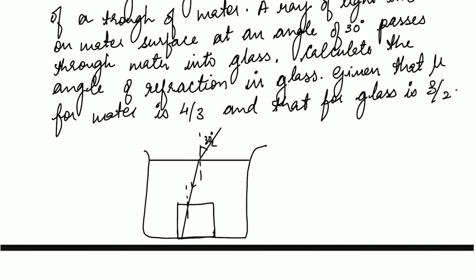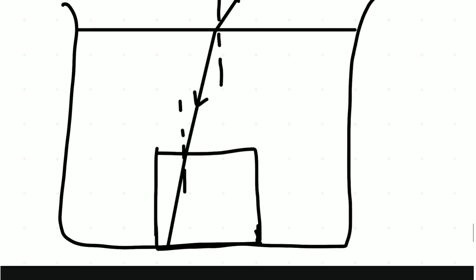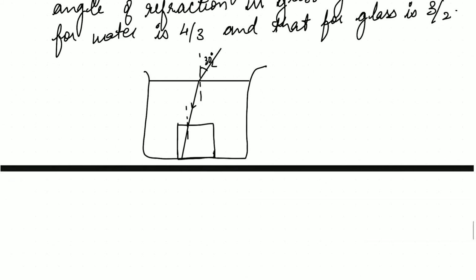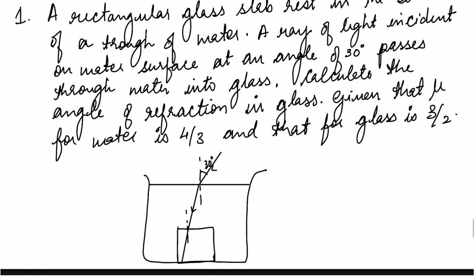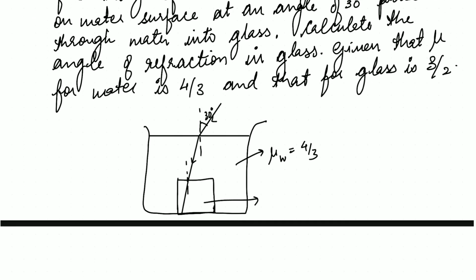Okay, great. So the question is asking that, as it passes through water into the glass, calculate the angle of refraction in the glass, right? So basically the question is asking us to find this angle. What is this angle? Angle of refraction. There are a few things given to us. Given that the refractive index of water is 4 by 3, and the refractive index of the glass slab is 3 by 2.